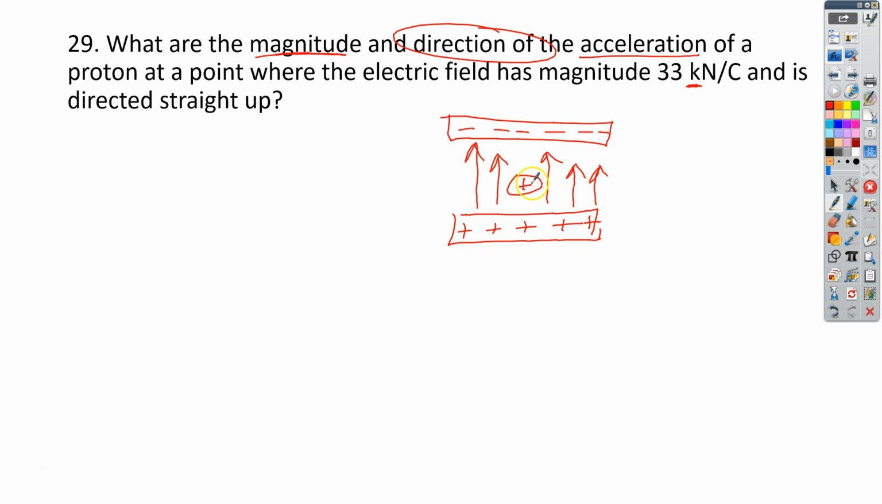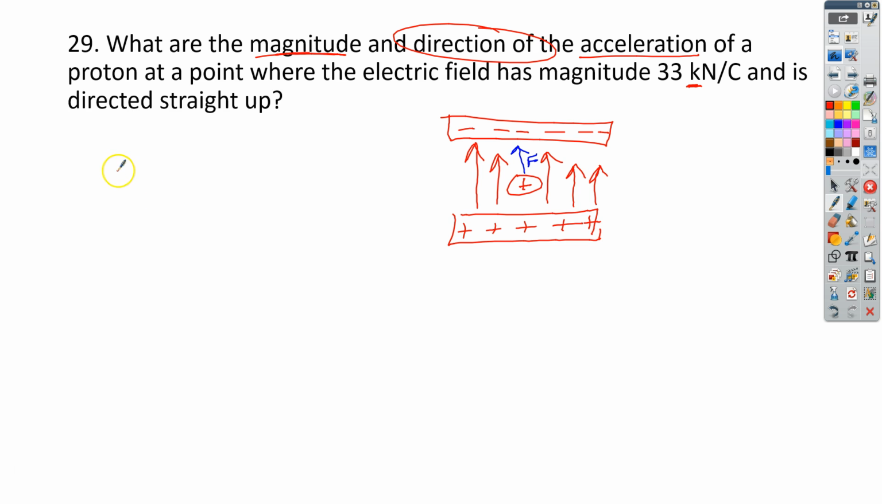We can see also that the direction for this proton should also be in the up direction. It'll be going with the field lines because the positive and the positive region are going to repel each other, and then the positive and the negative region should attract each other. So it should have a force in this direction. For the magnitude, we need to go ahead and figure that out.